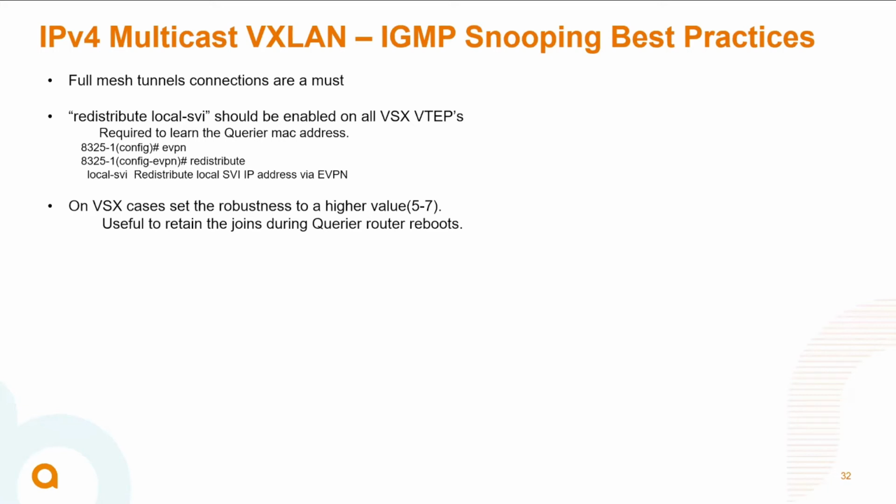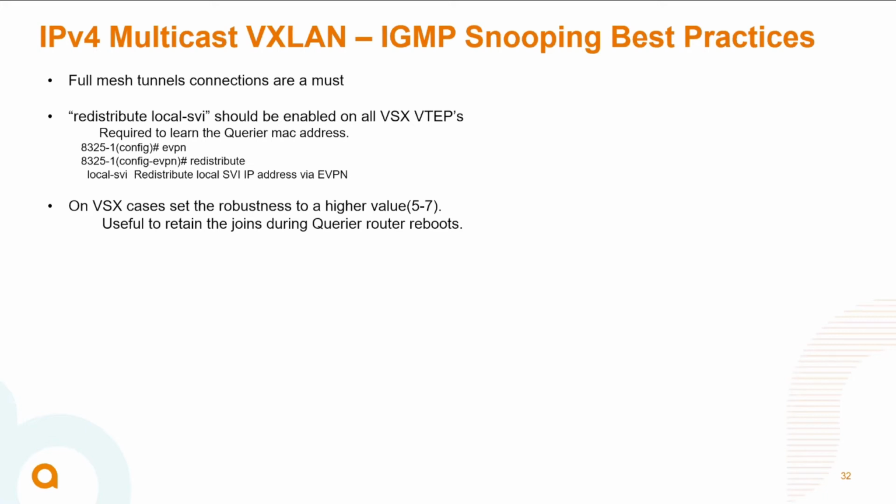So this is a requirement from the IGMP perspective. And on a VSX, it is required to configure the IGMP robustness to a higher value. This is a regular recommendation for all VSX, so the same recommendation is applicable here also. This is just to maintain the join for a longer period, so that the traffic disruption during querier reboots will be reduced. So these are some of the basic requirements and good things to do with IGMP snooping.